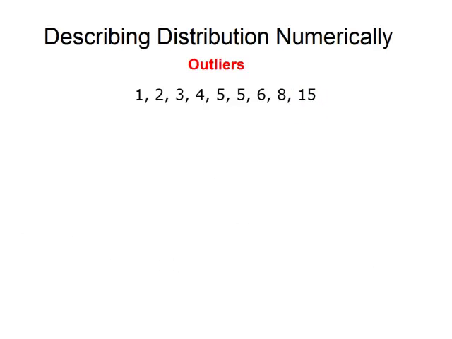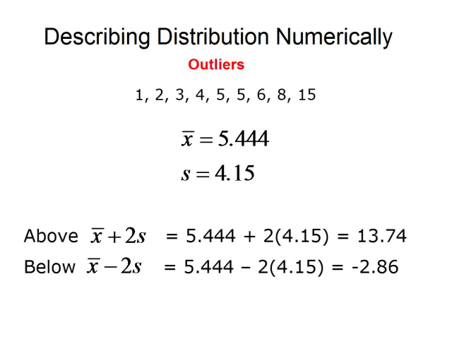Now using the other formula, we have our data. We need to find our X bar, which is our mean, and our standard deviation. So plugging these numbers into the calculator, we get 5.444 for our mean, 4.15 for our standard deviation. So we're looking for a number that is above the mean plus 2 standard deviations, which is 13.74, or any numbers that are below the mean minus 2 standard deviations, which is negative 2.86.